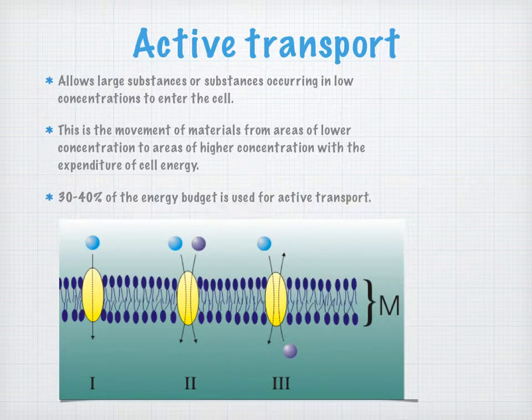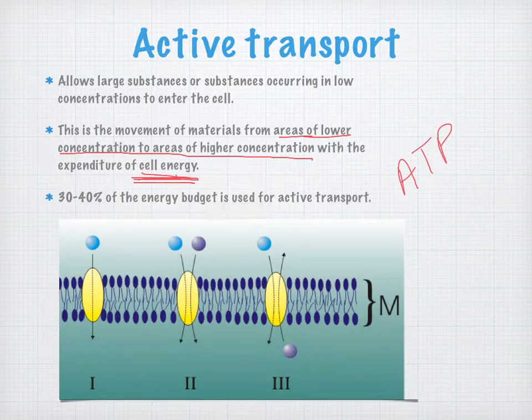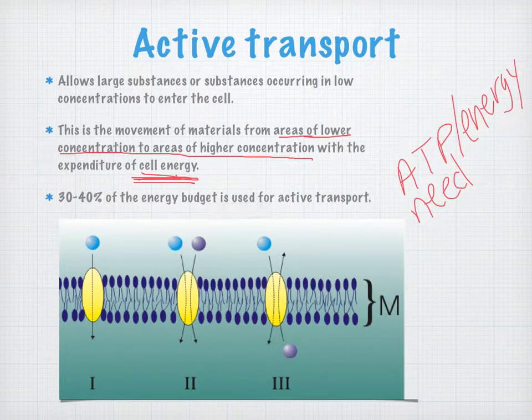Active transport. Active transport allows large molecules and substances, or substances occurring in low concentrations, to enter the cell. This is a movement of material from areas of lower concentration to areas of higher concentration. And energy is needed. So this is a big thing. I need ATP. Okay, 30 to 40% of the energy budget is used for active transport.